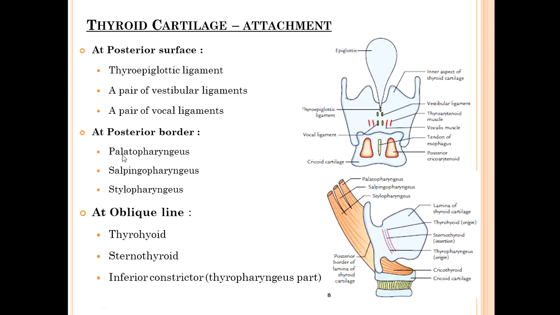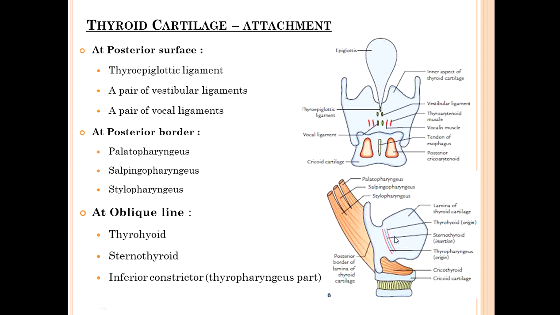So what are those three muscles? One is palatopharyngeus, coming from the soft palate. Another is salpingopharyngeus, coming from the eustachian tube. And the third one is stylopharyngeus, coming from the styloid process. So they all attach at the posterior border of the thyroid cartilage.